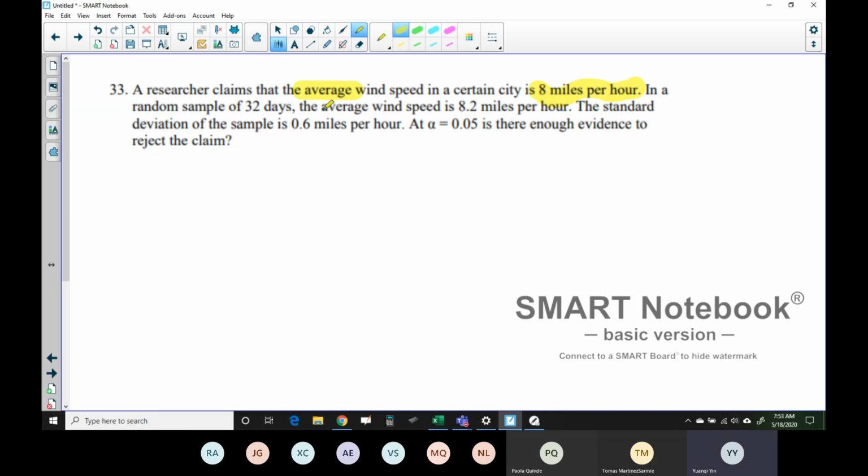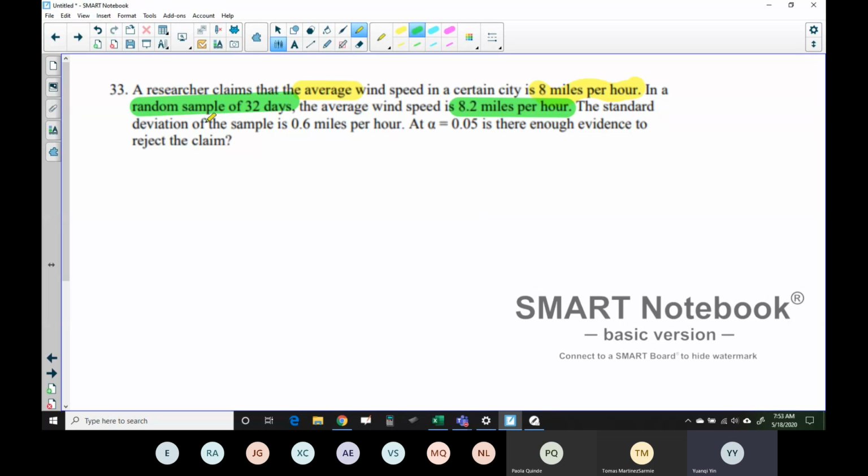We need to put a random sample, well, in a different color. Random sample of 32 days. The average wind speed is 8.2, right? So this is the other information that I have.